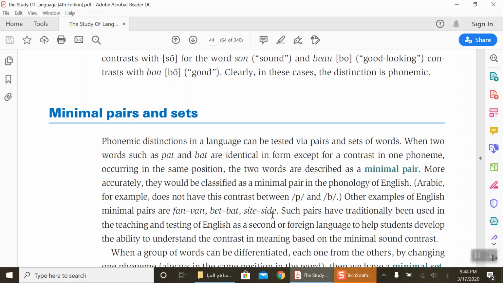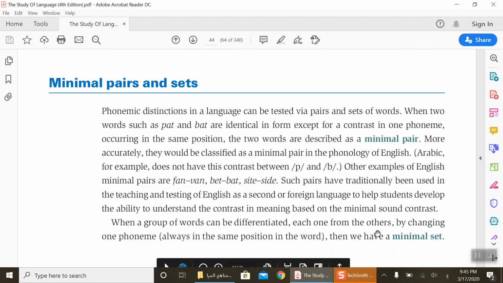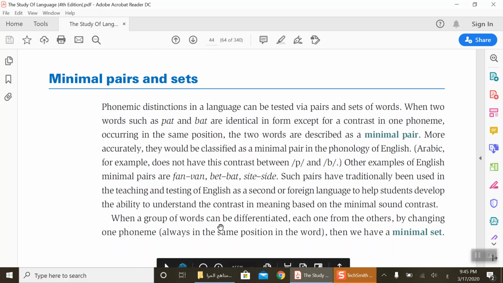Sight and site, sight and site. You see here, such pairs have traditionally been used in the teaching and testing of English as a second or foreign language to help students develop the ability to understand the contrast in meaning based on minimal sound contrast. When we have a group of words that can be differentiated from each other by changing one phoneme, وحيطلع لنا minimal set, يعني minimal group.